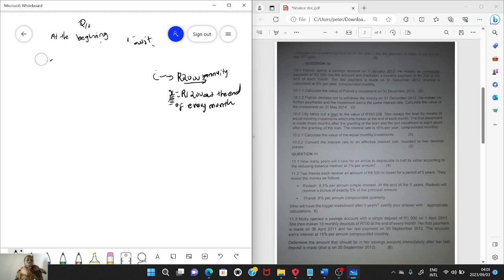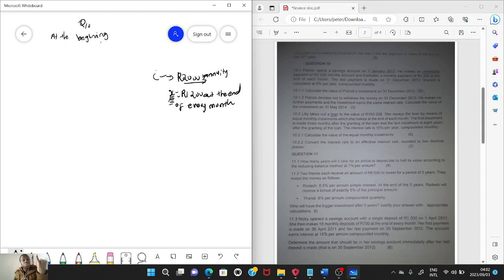Let's reread the statement. They say Patrick opens a savings account on the 1st of January 2012. He makes an immediate payment of 2000 rands into the account. Thereafter, a monthly payment of 1.2 at the end of each month. So the last payment is made on the 31st of December 2018. So the first payment was made at the beginning of 2012, right?